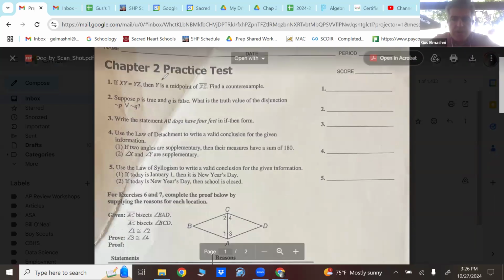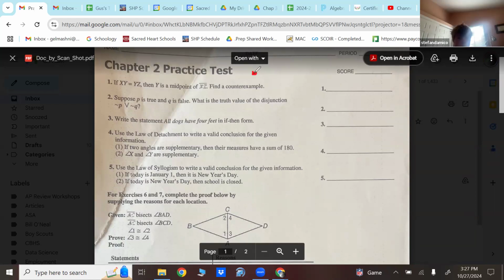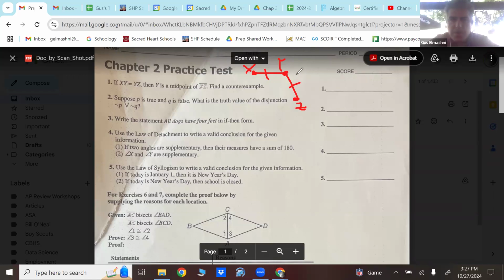So if XY equals YZ, then Y is the midpoint of XZ. Find a counterexample. Well, they don't have to be on a line, right? Yeah, I mean, it totally could be like that. So that'd be my counterexample, I suppose.